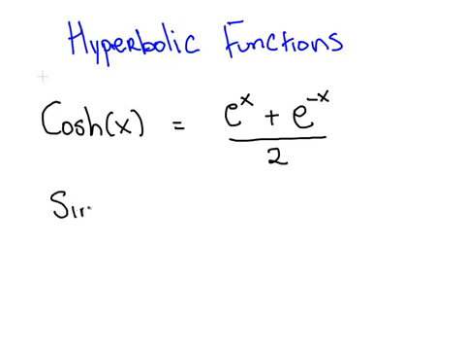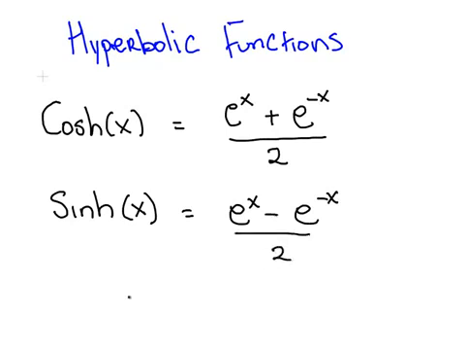Hyperbolic sine is also known as shine or sinh. I'm just going to go with shine. That's e to the x minus e to the minus x, an important difference between the two, all over 2.